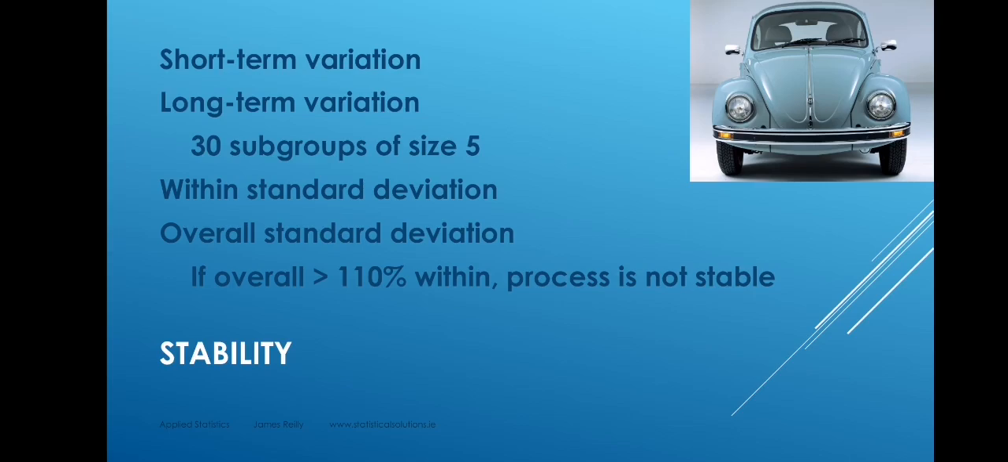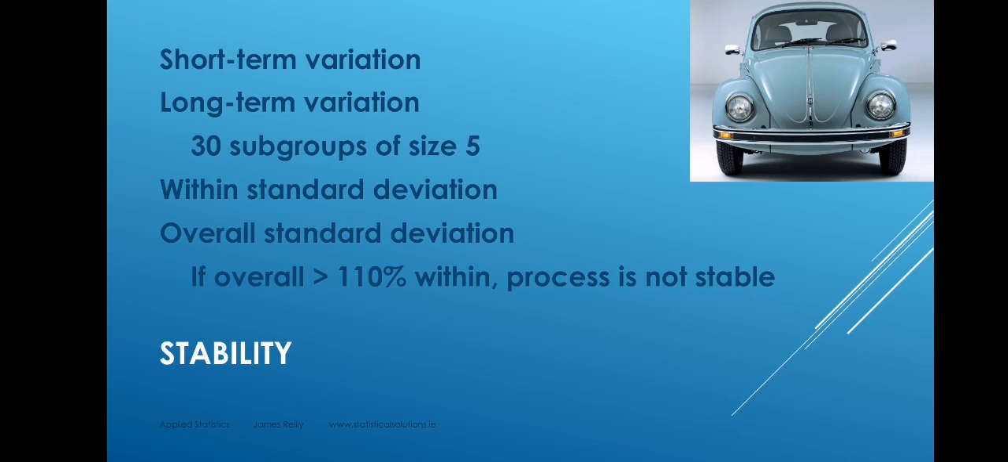When we compare the overall standard deviation with the within standard deviation, if the overall exceeds the within standard deviation by more than 10%, that's a clear signal that there is instability in the process, that there is some time-to-time variation. And so if these are different batches, it means we can now check and see if we're setting up the batches differently or if something else is happening to cause variation.